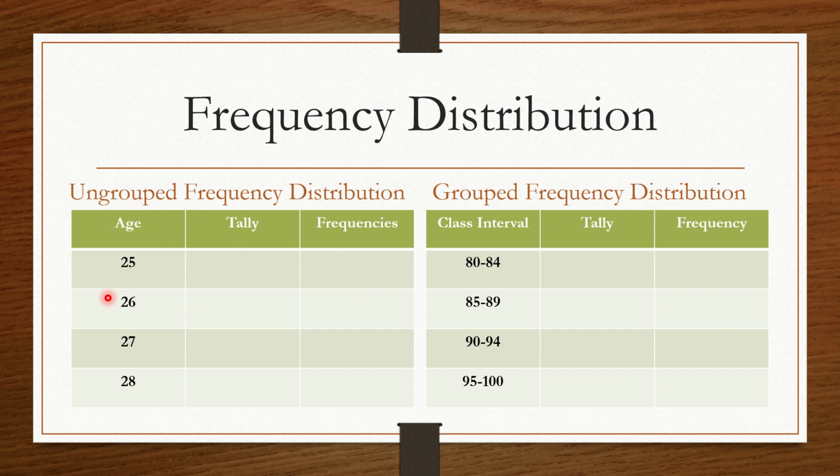So this is the example of ungrouped and grouped frequency distribution. Dito sa ungrouped, yung data points po natin is individual. Then, dito po sa grouped frequency distribution is meron pong interval. So, ayan po.